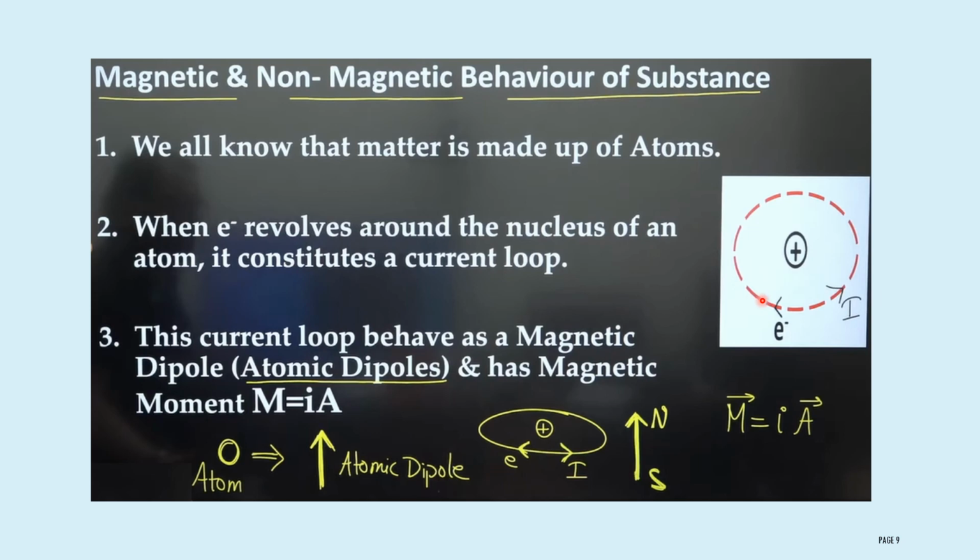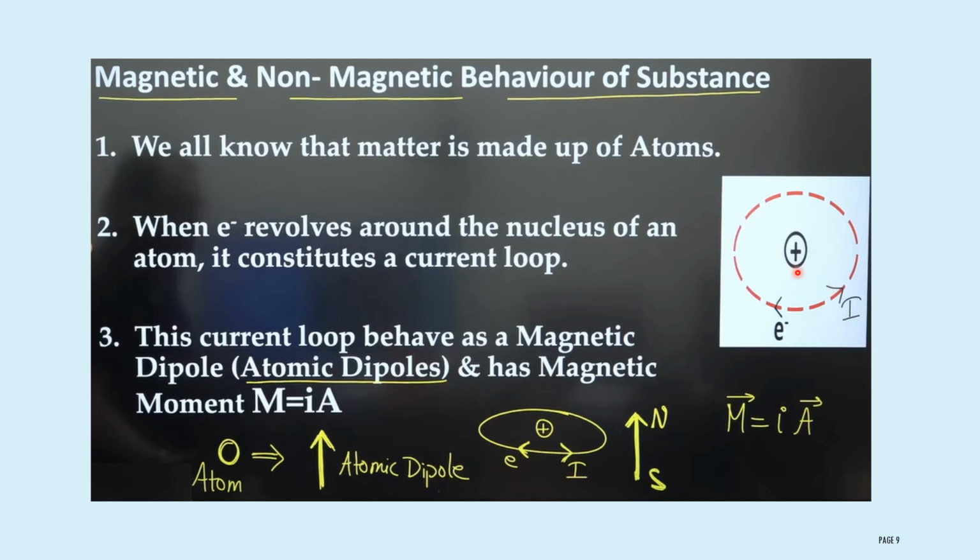The direction of the current loop is opposite to the direction of the motion of the electron. This current loop behaves as a magnetic dipole, or atomic dipole, and has a magnetic moment m equal to I into A. This magnetic dipole is indicated by this arrow mark, which indicates the north-south direction of an atom.